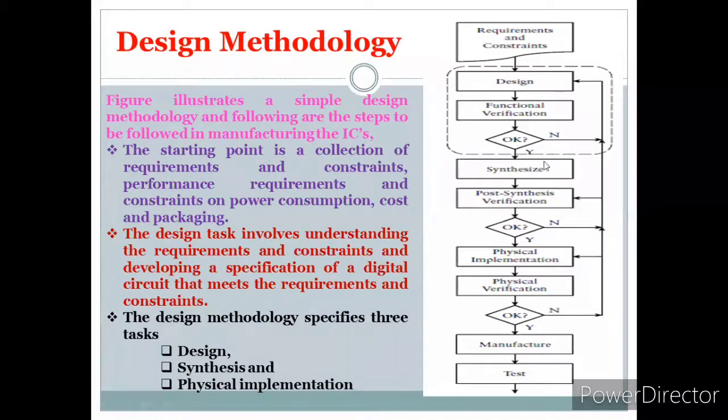So the design methodology shown here is explained with the help of the sentences we have written. The starting point is a collection of requirements and constraints: performance requirements and constraints on power consumption, cost, and packaging. These are examples of what needs to be considered. The design task involves understanding the requirement specification and developing a specification of a digital circuit that meets the requirements and constraints. So we have to design in such a way that it meets the required constraints.